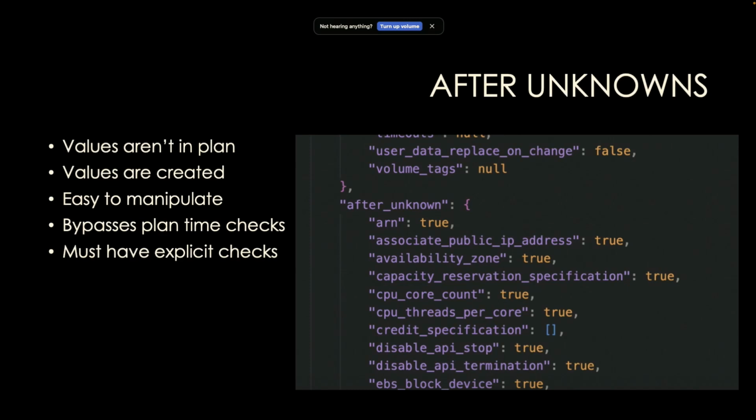and then showed how we have to build explicit checks for all these after unknowns. And it's not really a traditional security gap, it's just the way that Terraform works. Terraform can't know a value before it exists. That's just the way it goes. So you just have to have explicit checks against these things.